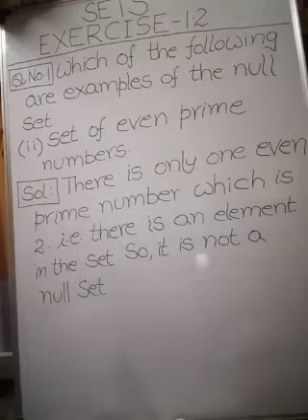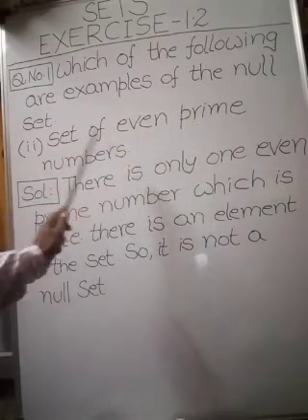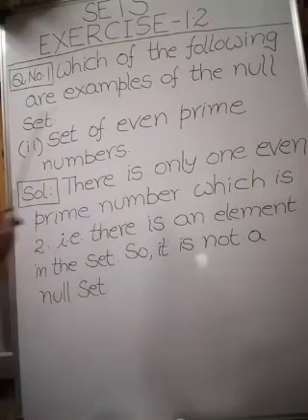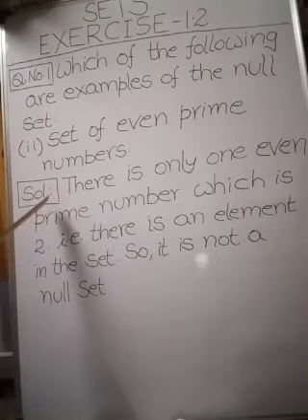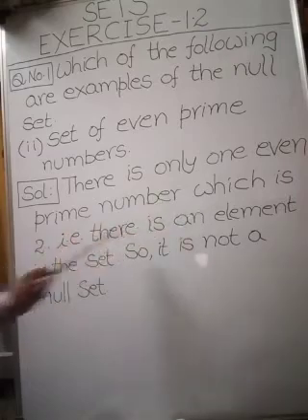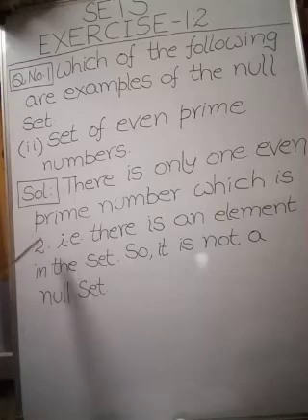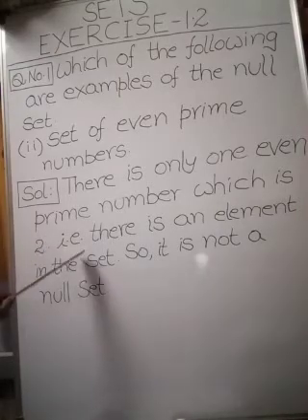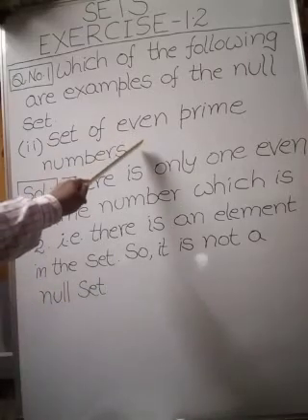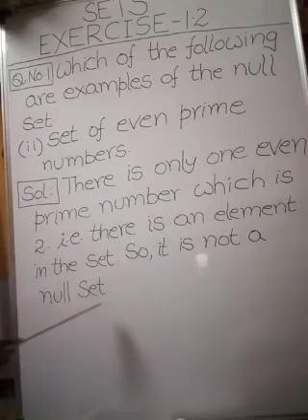Now, come to the next question: the set of even prime numbers. We have to check whether this set is a null set or not. Come to the solution. There is only one even prime number, which is 2. 2 is an even number as well as a prime number. That is, there is an element in the set. In this set, 2 is the one element. So it is not a null set.